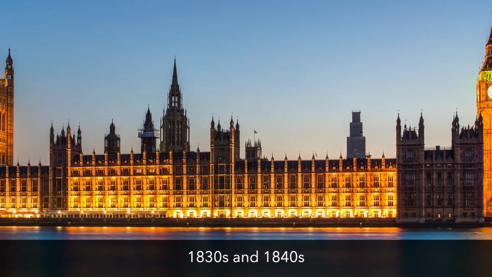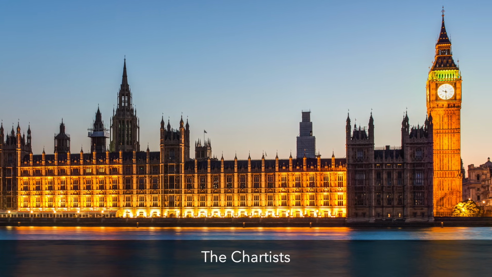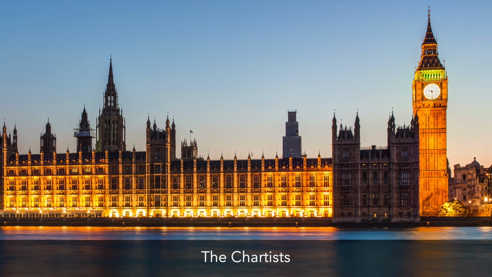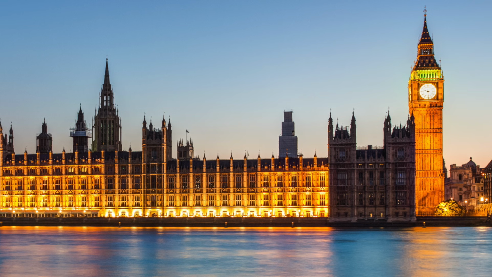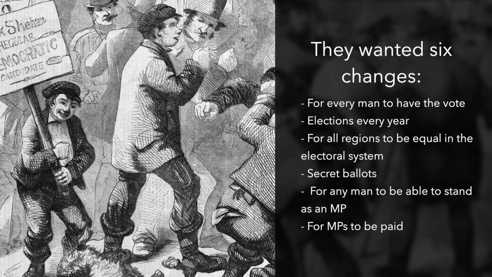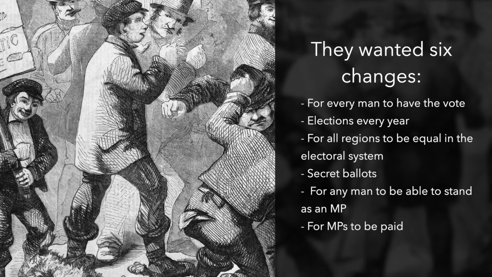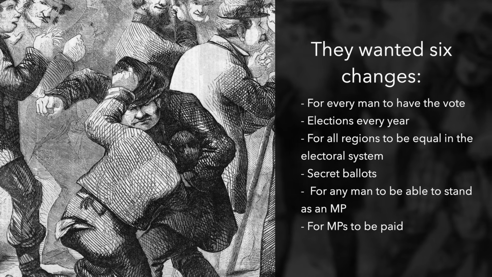In the 1830s and 1840s, a group called the Chartists campaigned for reform. They wanted 6 changes. 1. For every man to have the vote. 2. Elections every year. 3. For all regions to be equal in the electoral system. 4. Secret ballots. 5. For any man to be able to stand as an MP. 6. For MPs to be paid.